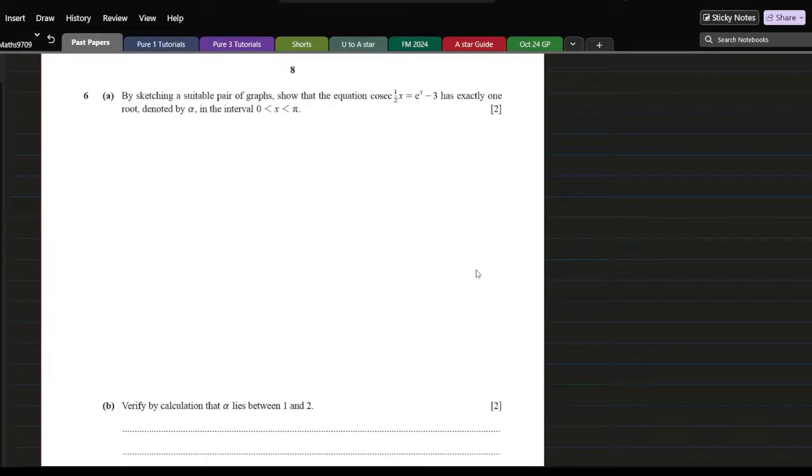Number 6, part A. By sketching a suitable pair of graphs, show that the equation cosec half x is equal to the exponential of x minus 3 has exactly 1 root denoted by alpha in the interval x is between 0 and pi. Okay, so let's draw our y-axis. This is y, and then our x-axis, and this should run from 0 to, let's say, pi is this point over there.